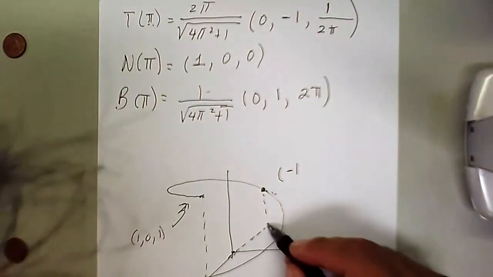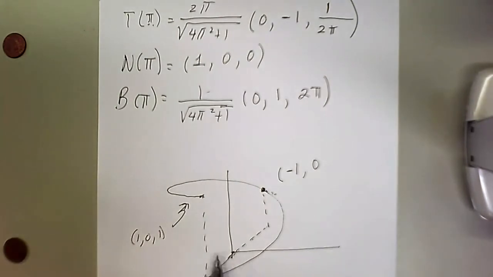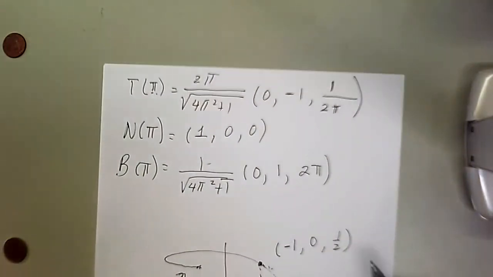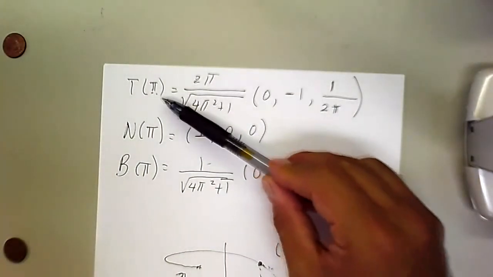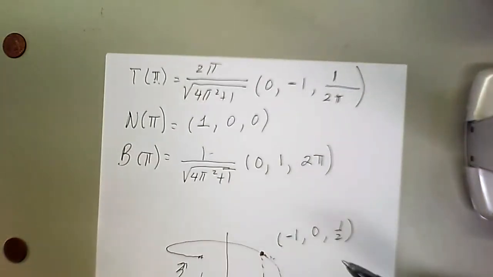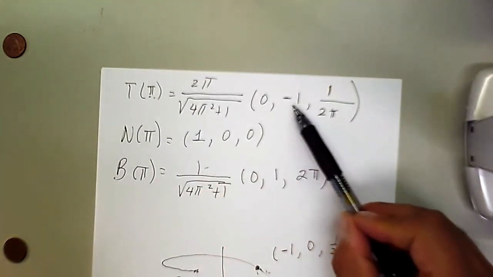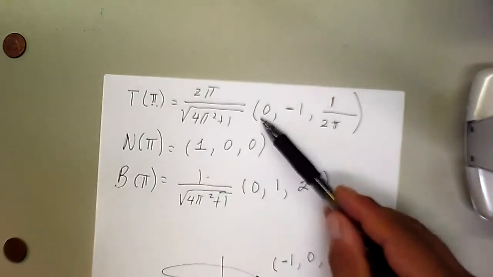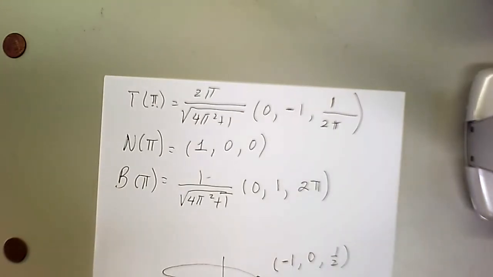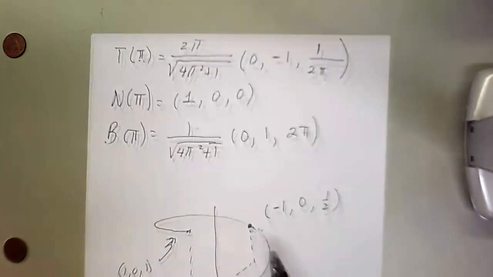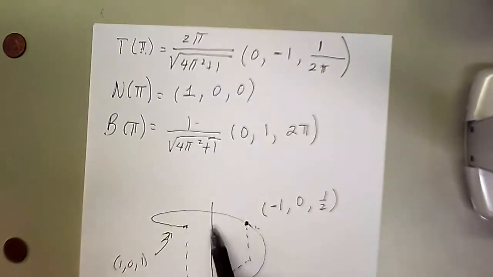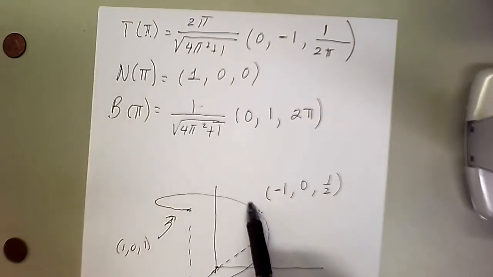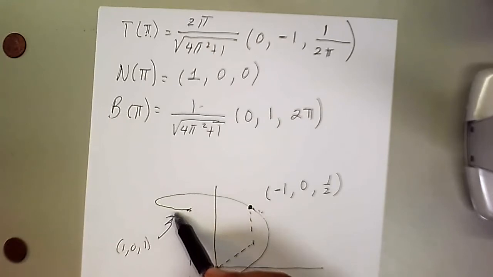-1, which makes sense, 0 because it doesn't move to the right or to the left, and then 1/2. So that is the point at which we're finding the tangent vector, the normal vector, and the binormal vector. So the tangent vector is not going this way or back, because the first coordinate is 0. The second coordinate is -1, which means it's going to the left and up a little bit, which makes sense because this is going around and this is the back of it before we start coming back forward.